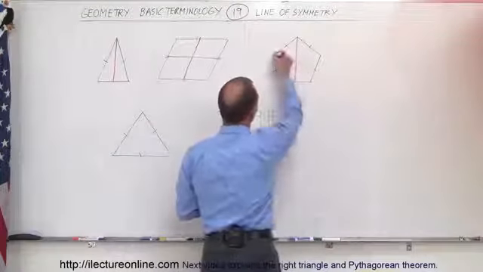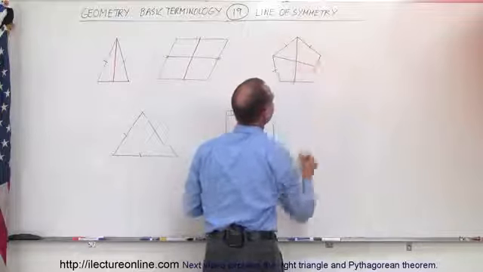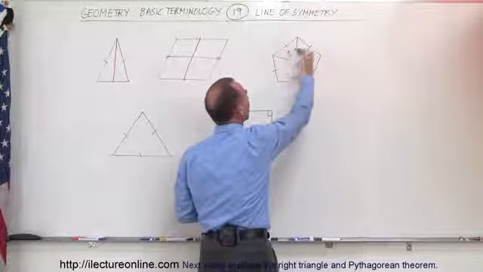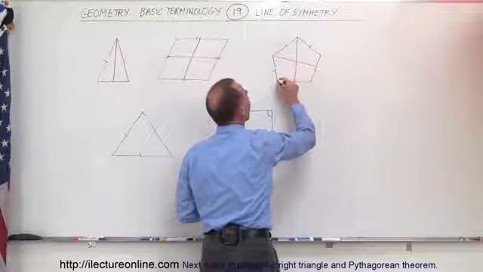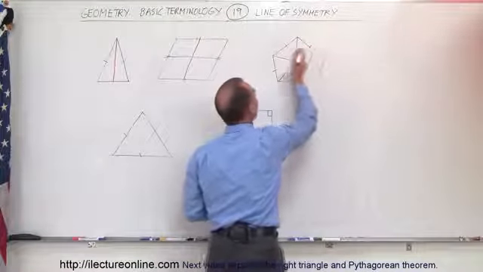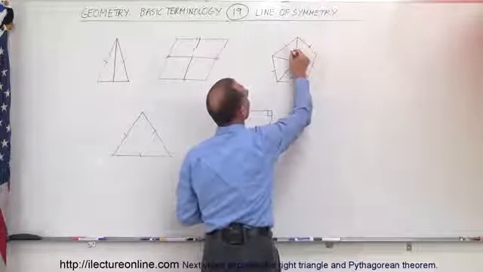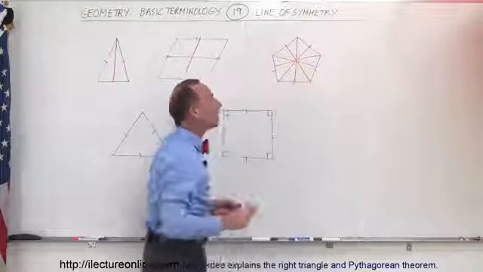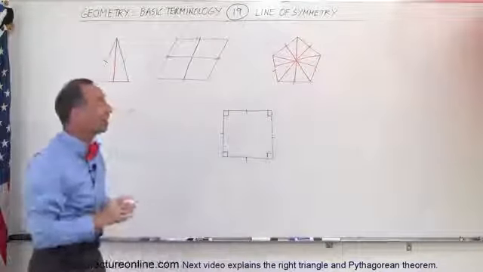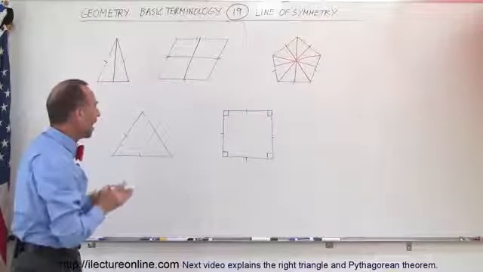We can also draw a line from this vertex to this side over there, and again it divides the pentagon in 2 exactly same shaped halves. We could draw a line from this vertex to that side over there, and again it divides into exactly 2 same shapes. We could do it again from here to there, and finally from there to there. And notice there are 5 different lines of symmetry that we can draw in the pentagon, each one of them dividing the pentagon in 2 exactly equal sized halves.